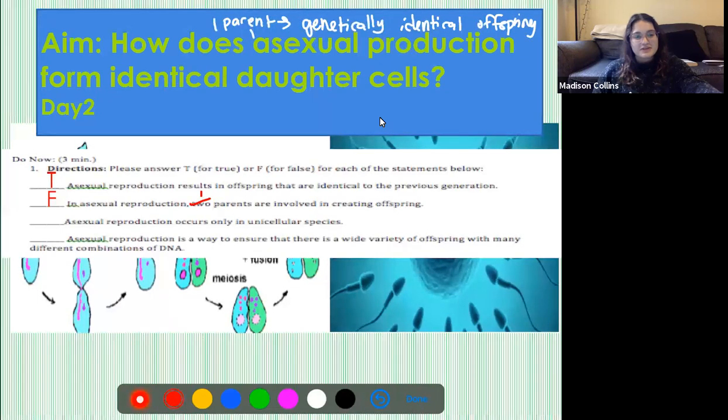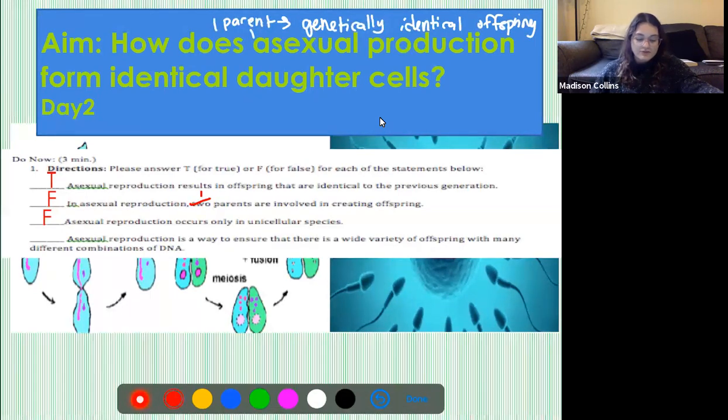All right, number 3, asexual reproduction occurs only in unicellular species. This is false. There are some multicellular species that reproduce asexually. Fungi, some plants, and starfish are all examples of organisms that can undergo asexual reproduction.